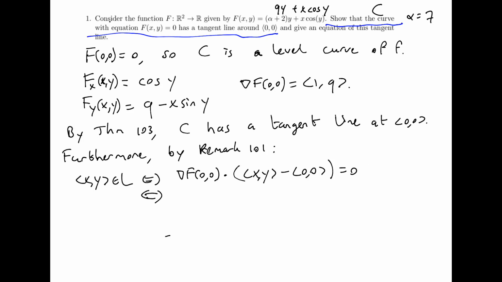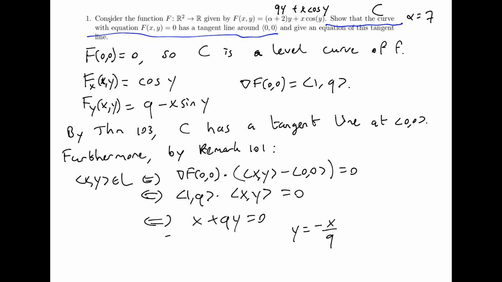So the gradient, we just computed that. Let me show you this gradient over here. We computed that over there. So that's equal to the vector (1, 9). And this vector is just (x, y), because it's x minus 0, y minus 0. And then this dot product gives x plus 9y equals 0. So that is an equation of the line, and if you want, you can also write it in the form where y equals, so we get 9y is equal to minus x, so y is equal to minus x over 9. Both are perfectly fine equations of the line.